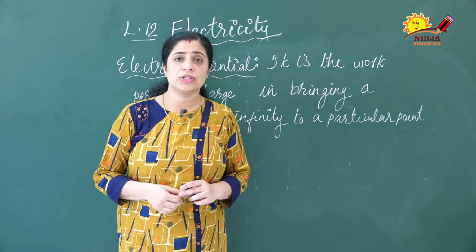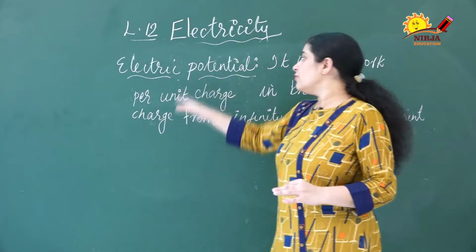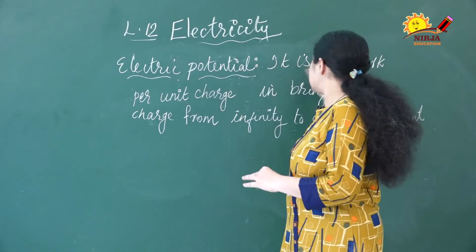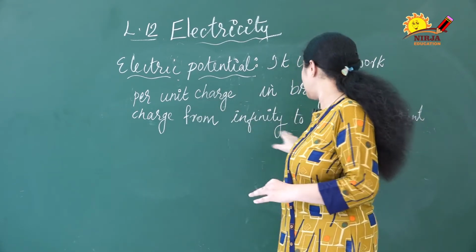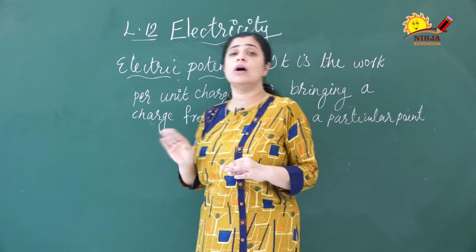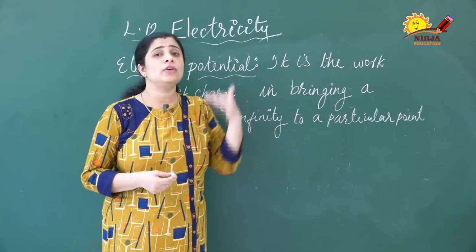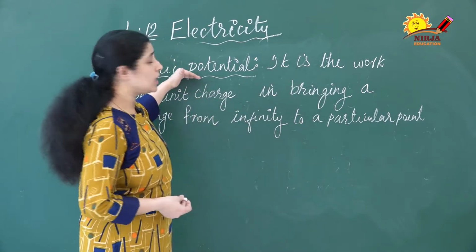Next we are going to discuss what is potential difference or electric potential. We will see the definition for electric potential. What is the definition? It is the work per unit charge in bringing a charge from infinity to a particular point. From infinity to a particular point you have to do some work. This work is known as electric potential.